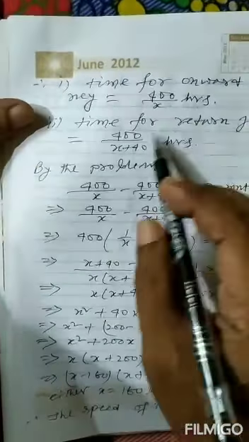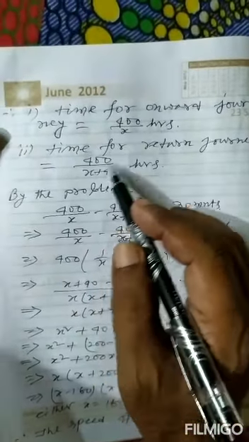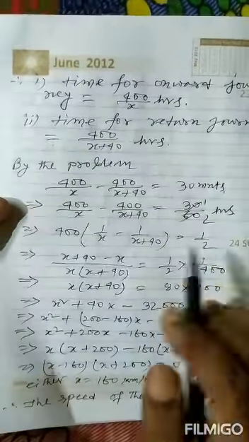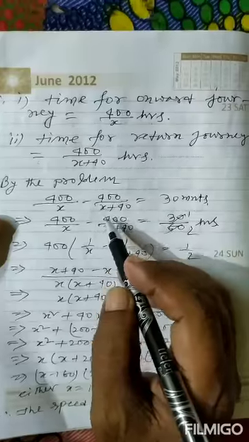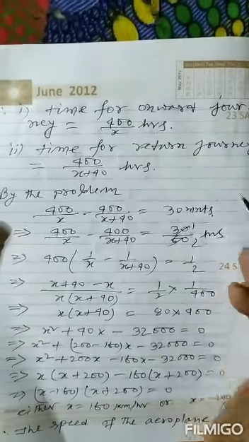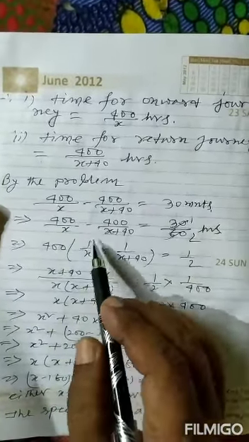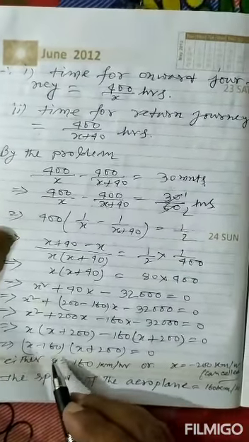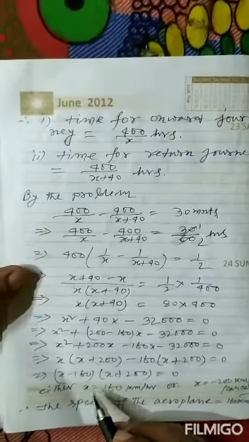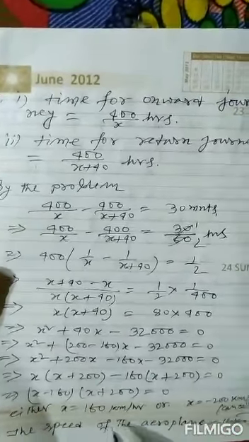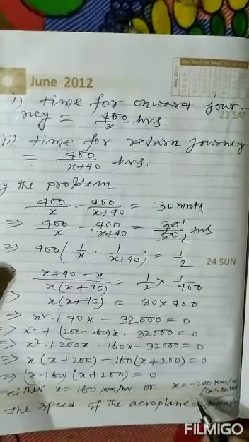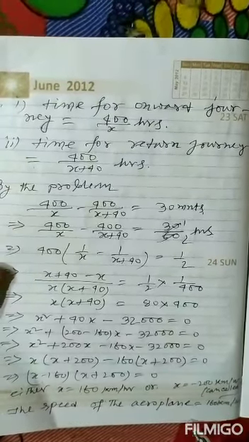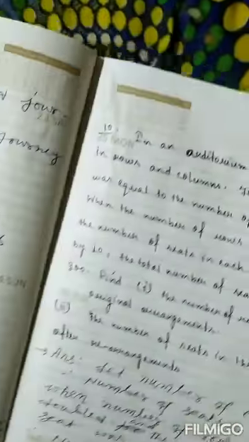Time for the onward journey will be 400 by x hours, and time for the return journey will be 400 by x plus 40 hours. By the problem, the equation will be 400 by x minus 400 by x plus 40 equal to 30 minutes, or half an hour. Solving, we get x minus 160 into x plus 200 equal to 0, so x equal to 160, and x equal to minus 200 will be cancelled as it cannot be negative. The speed of the aeroplane will be 160 km per hour.